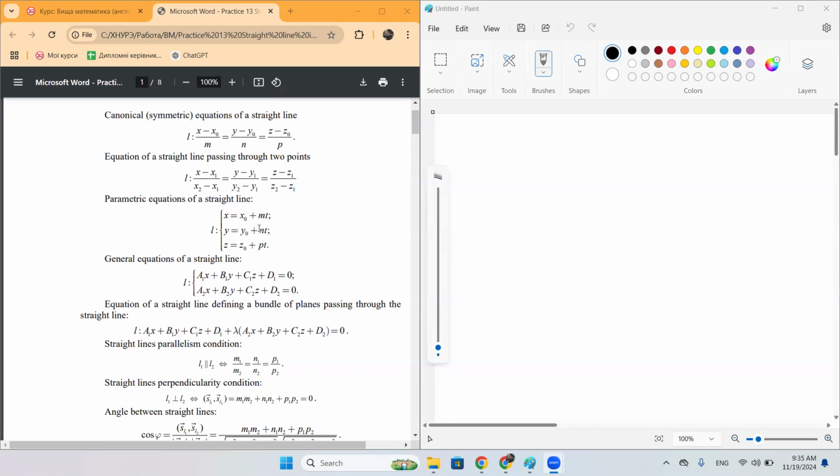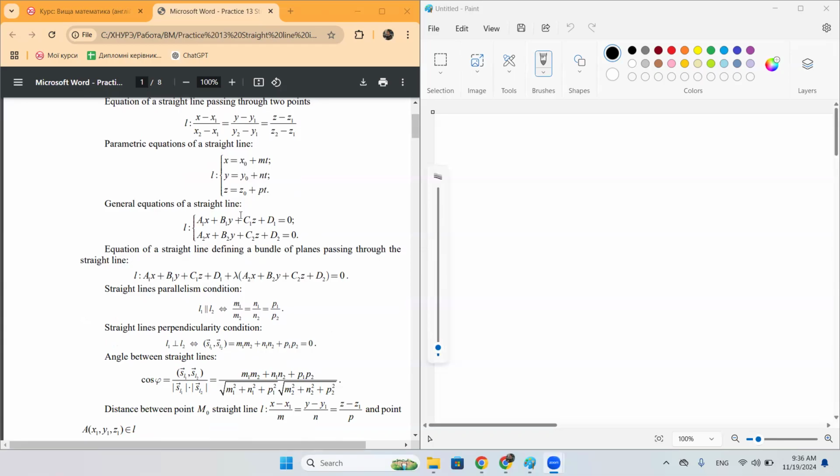This is the parametric equation of a straight line. So as well, coordinates of the point that belongs to the straight line, and coordinates of the direction vector, and t is a parameter, a real number, and as you can see, we can receive a parametric form from the canonical equation. It will be useful in some tasks.